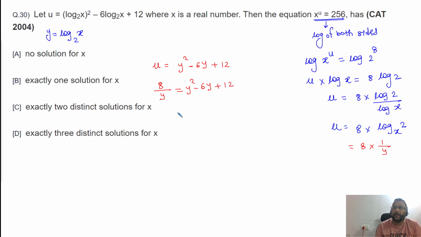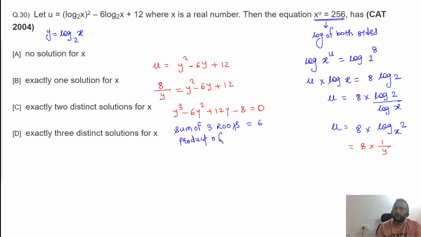So let's cross multiply over here. y cube minus 6y square plus 12y minus 8 is equal to 0. So now this is a cubic equation. We need to solve this cubic equation. Over here what you can observe is this cubic equation will have 3 roots. The sum of those 3 roots is equal to 6, and the product of those 3 roots is equal to 8.